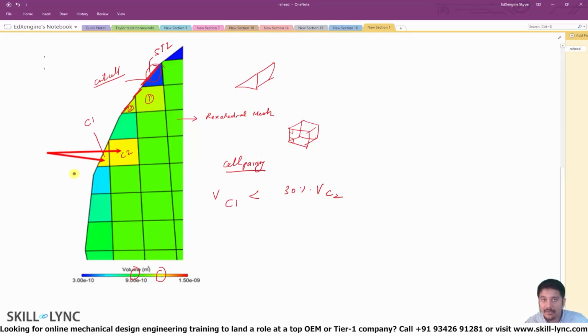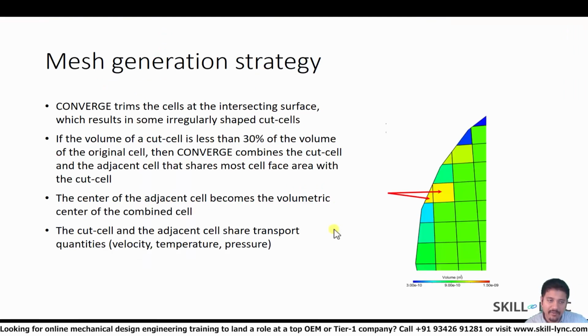If you do not understand what CFL means, don't worry, we'll be having dedicated lectures for that as well. So let me just go over the slides to make sure that I haven't missed anything.